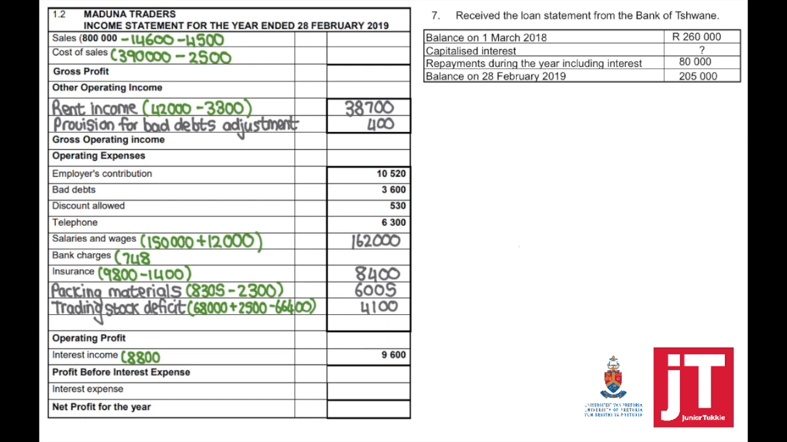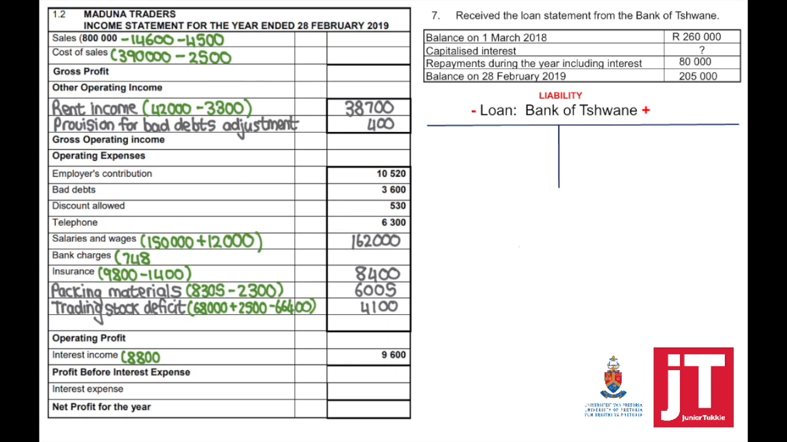If we look at the next adjustment, number 7, receive a loan statement from the Bank of Tshwane, balance on the 1st of March 2018, capitalized interest, repayment during the year, and the balance at the end is given. So the question mark is for interest. You need to calculate the interest. If we're doing this now, you've got 2 options.